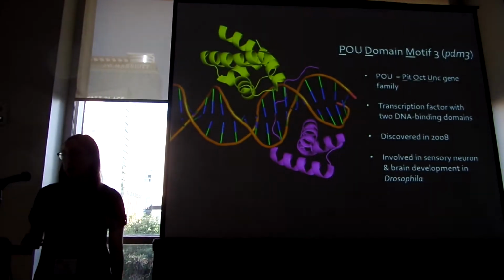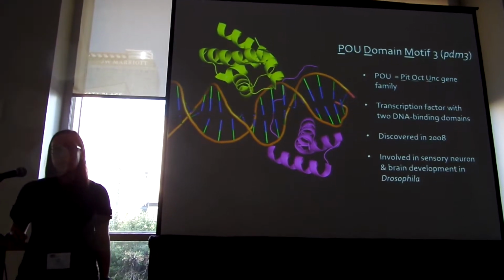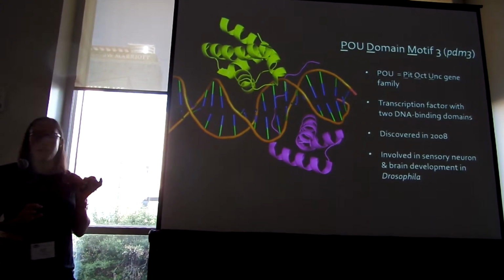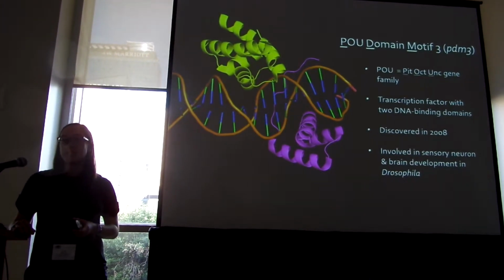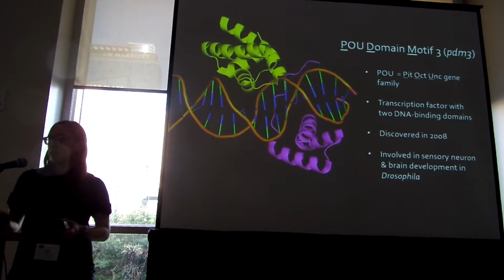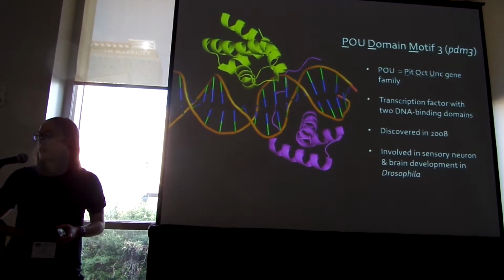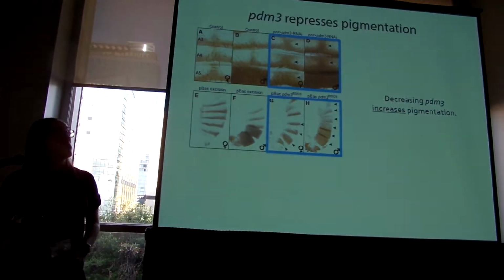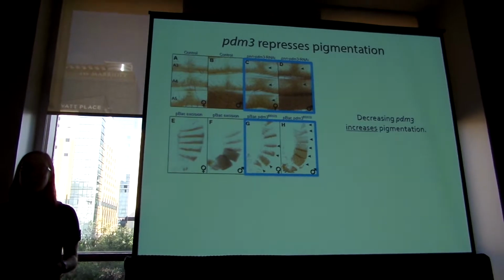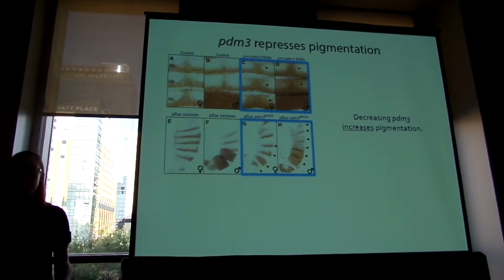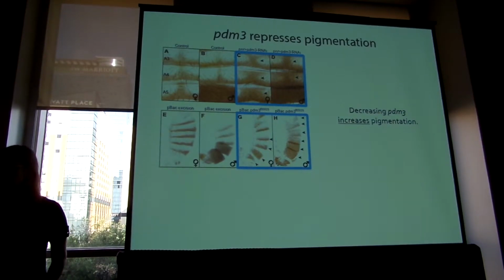So what is PDM3? PDM3 is a POU (Pit-Oct-Unc) gene transcription factor that has 2 binding domains, shown here in yellow and purple, that together bind to regulate DNA. It was discovered in 2008 and has since been shown to be involved in olfactory development and brain development. But here I present some data showing that PDM3 also represses pigmentation in Drosophila melanogaster. So I manipulated gene expression by either knocking it down or overexpressing it, and found effects on pigmentation.